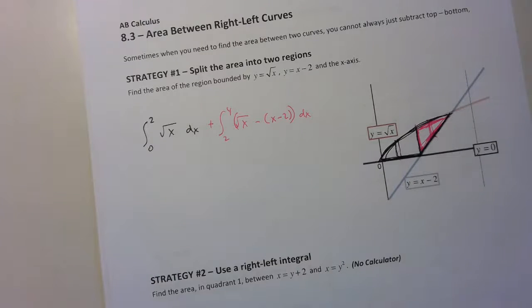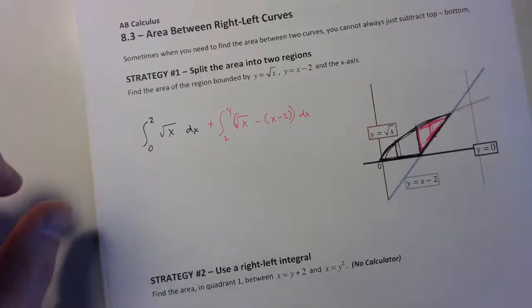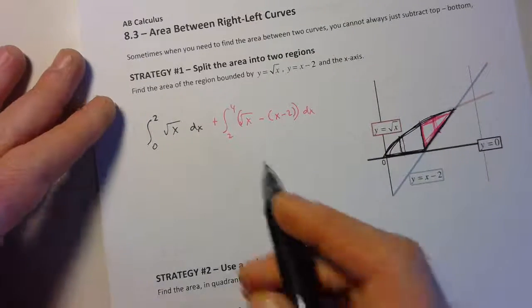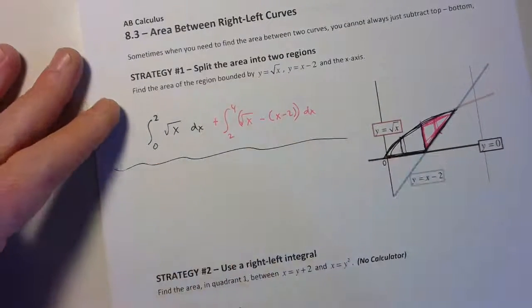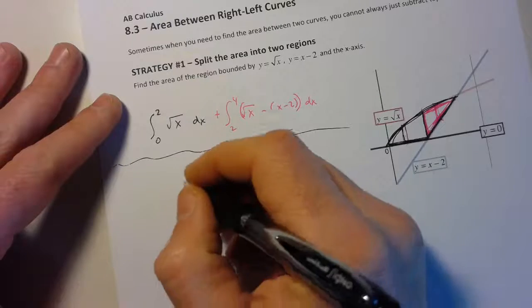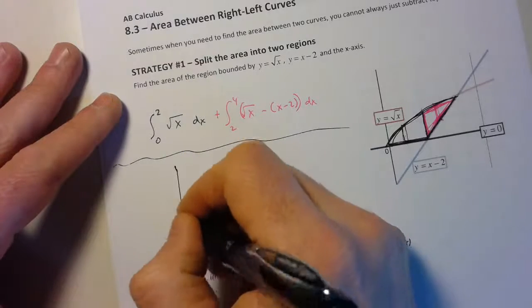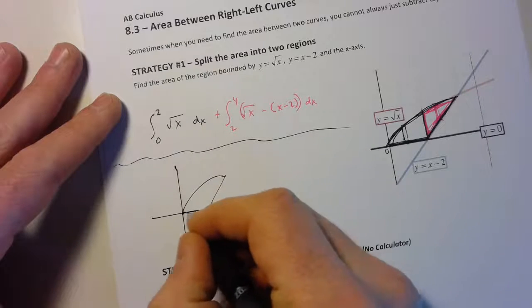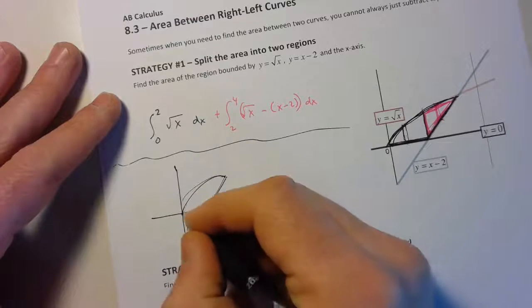So another way to think about this one, though. This is one way to do it. Let's say you don't want to have two integrals for this. I'm going to go back and do a quick sketch of this. I already made that other one messy. Okay, there's my region again.